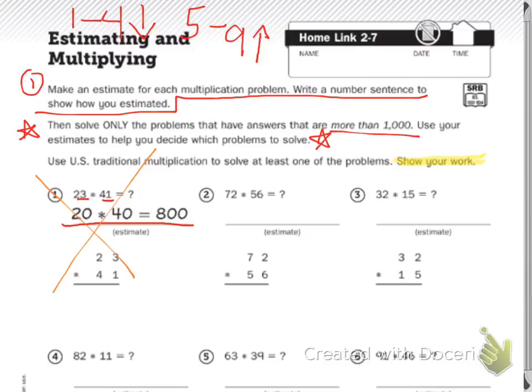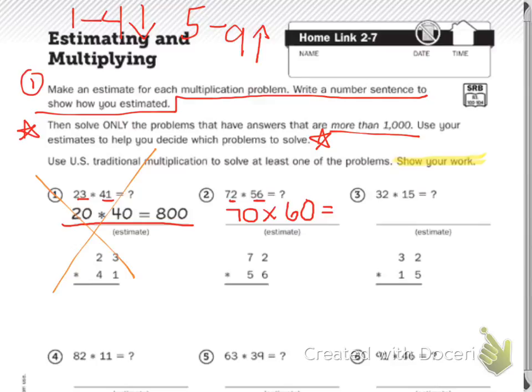My next one says 72 times 56 equals. So first I have to estimate. I'm looking at the ones because this only has 2 digits. So to round we need to look at the ones. So 72, it's between 1 and 4, so I'm going to round down. My 7 stays and I write a 0 for the 2. Times 56. 6 is between 5 and 9, so my 5 changes to a 6 and my 6 turns into a 0.